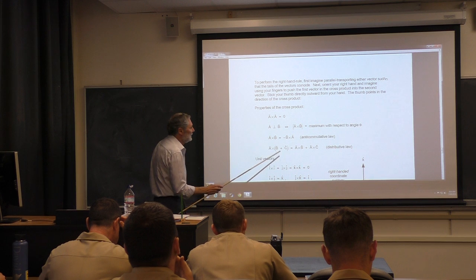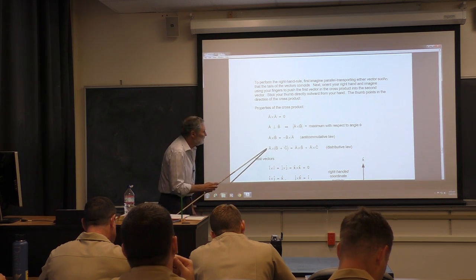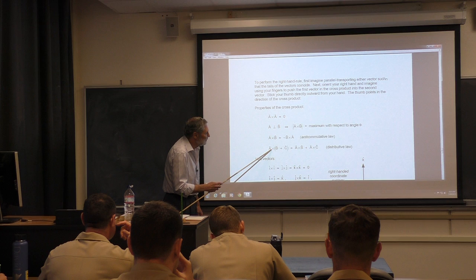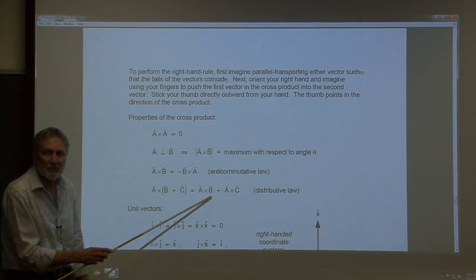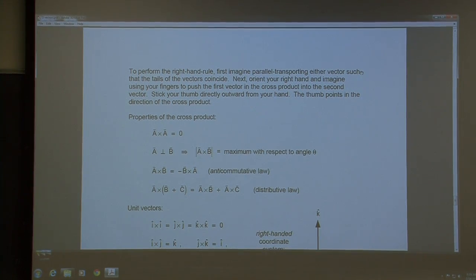Finally, you can show that it obeys the distributive law, that if you have A cross the sum of vectors, you can distribute the cross product over the sum, similar to what we've seen before in other products.